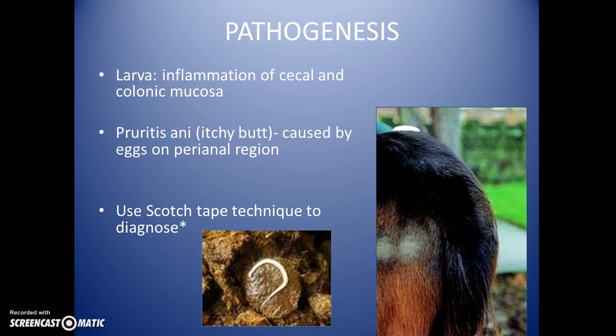The larva for pathogenesis can cause inflammation of the cecal and colonic mucosa. It can also cause pruritus ani, meaning itchy butt, caused by the eggs on the perianal region of the horse, hence the rubbing of the bottom on the trees and structures. We usually use something called the Scotch tape technique to diagnose this parasite, to make sure that those eggs around the anus are actually pinworm eggs, and we'll learn how to do this in lab.